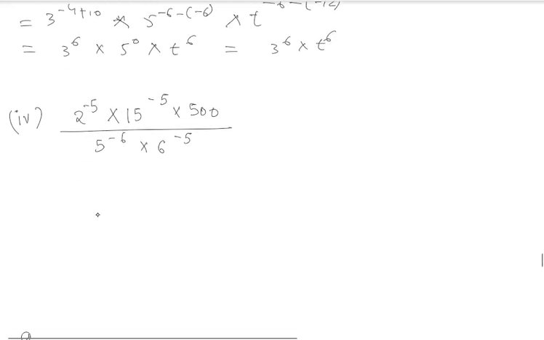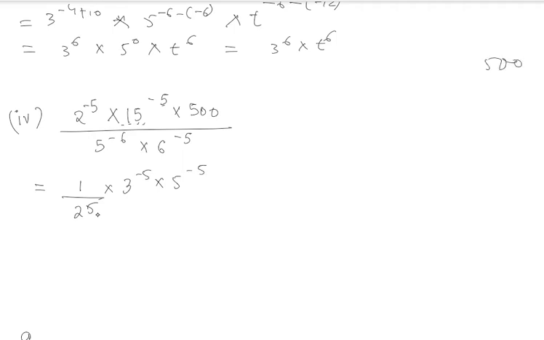Okay, the next question is negative power. So I can convert this into the positive power by doing the reciprocal. So that becomes 1 by 2 to the power 5. In the numerator we have 15, which is 3 into 5. So both 3 and 5 will have the power of minus 5. So 3 to the power minus 5 into 5 to the power minus 5.